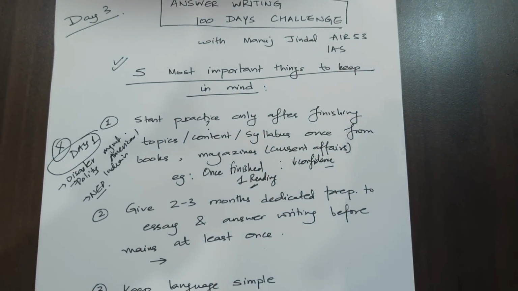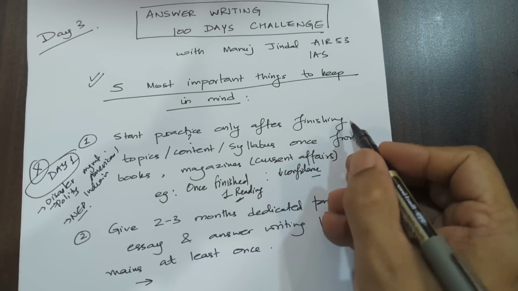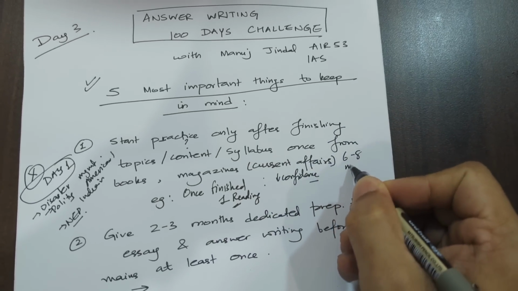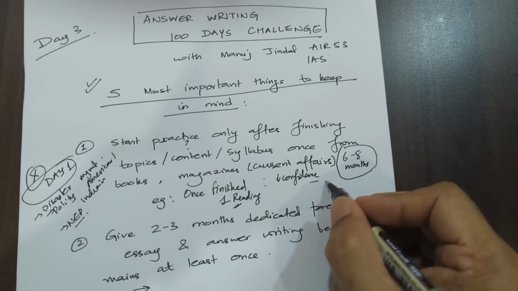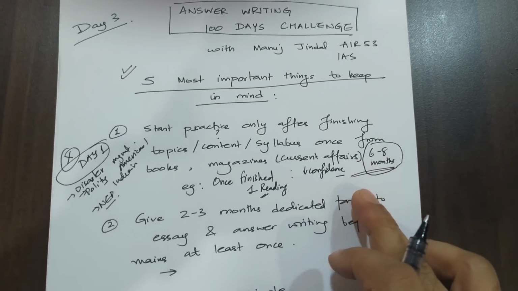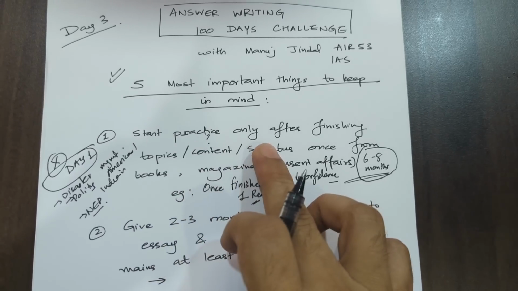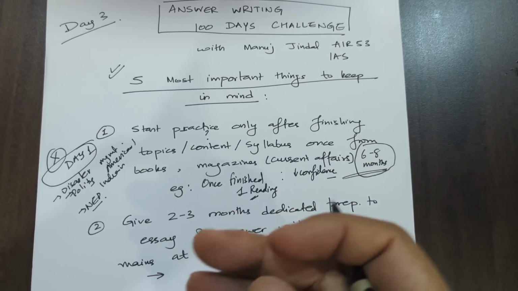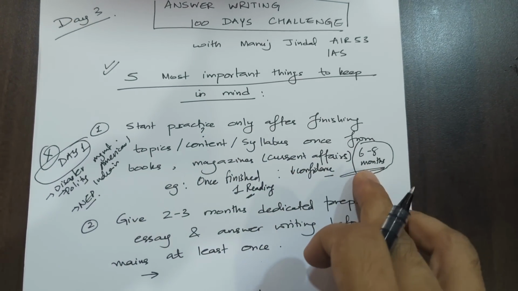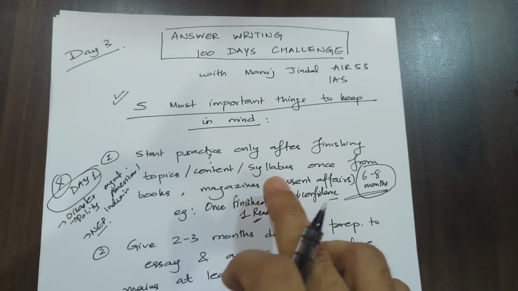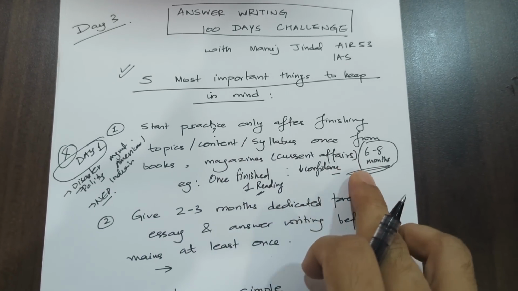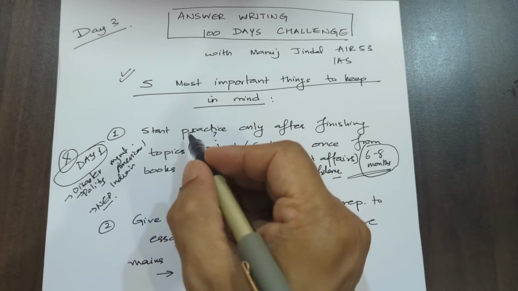Now, when does this happen? This happens 6 to 8 months into your preparation. After 6 or 8 months, you start feeling more confident about the content of UPSC. You have studied current affairs, you have studied some topics, you have finished some books like Lakshmikant or any other book. Then you start feeling confident, and you have some knowledge base from which you can start answer writing. So I would say wait at least until 6 to 8 months to start practicing your answer writing.